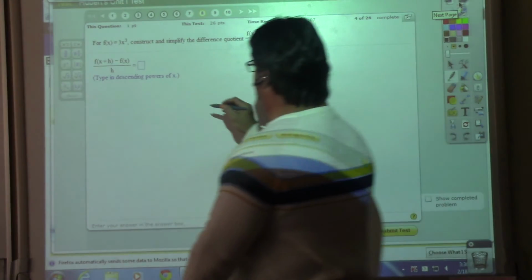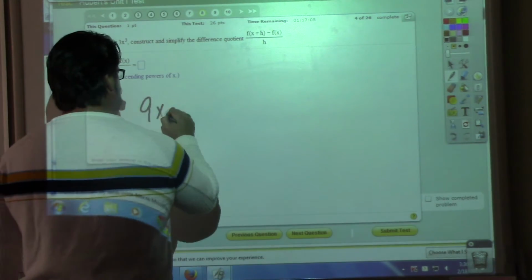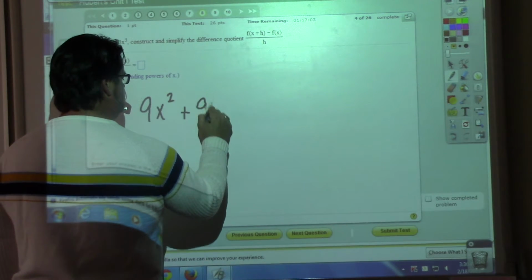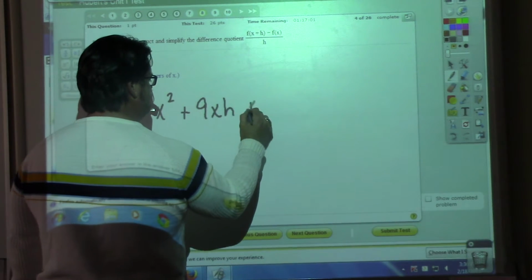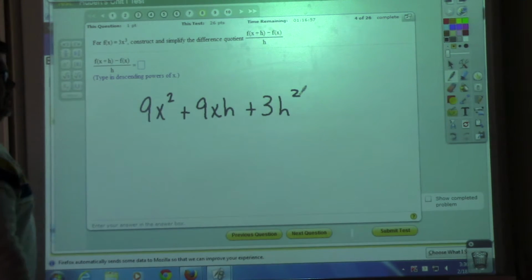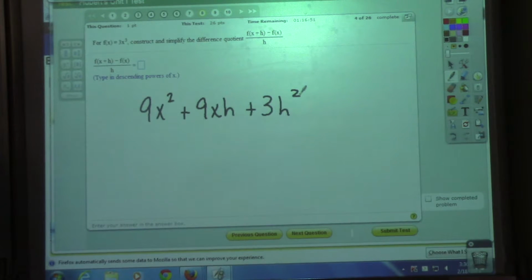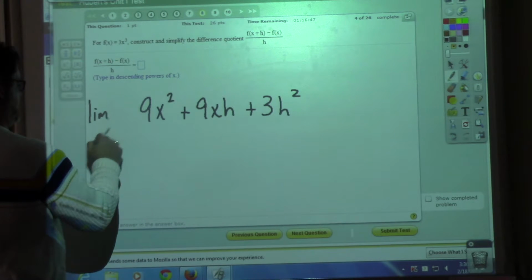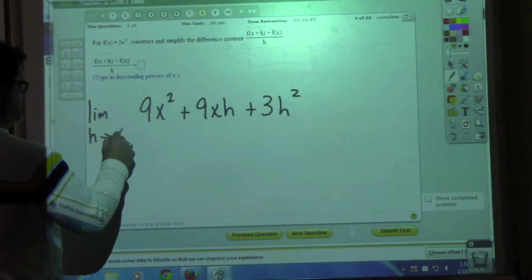What is it? It's 9x squared. 9x squared. Plus 9xh. Plus 3h squared. Now, what you're going to be given in calculus, you're going to go over all this algebra the first week, and then they're going to throw the limit at you. And they're going to say the limit as h approaches 0.